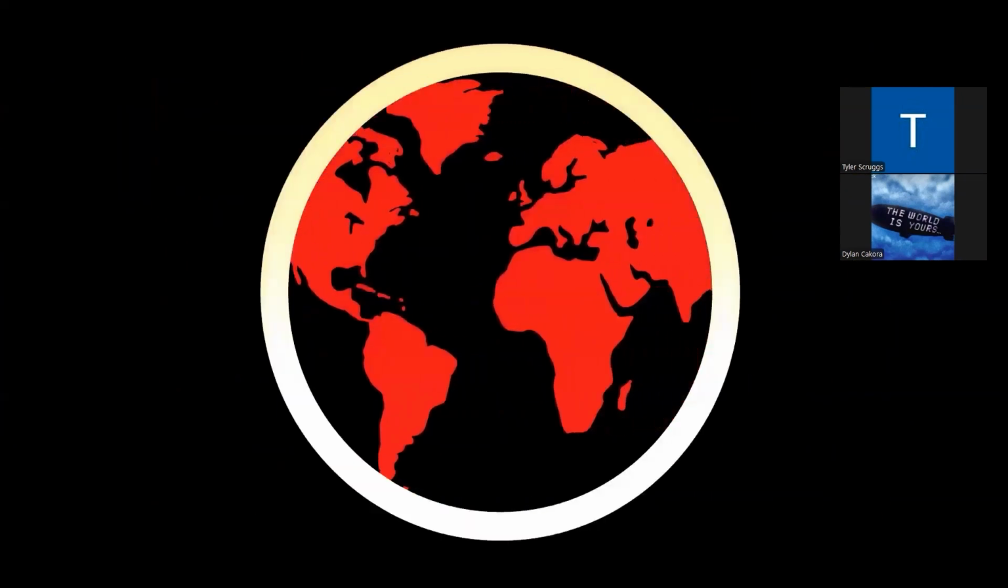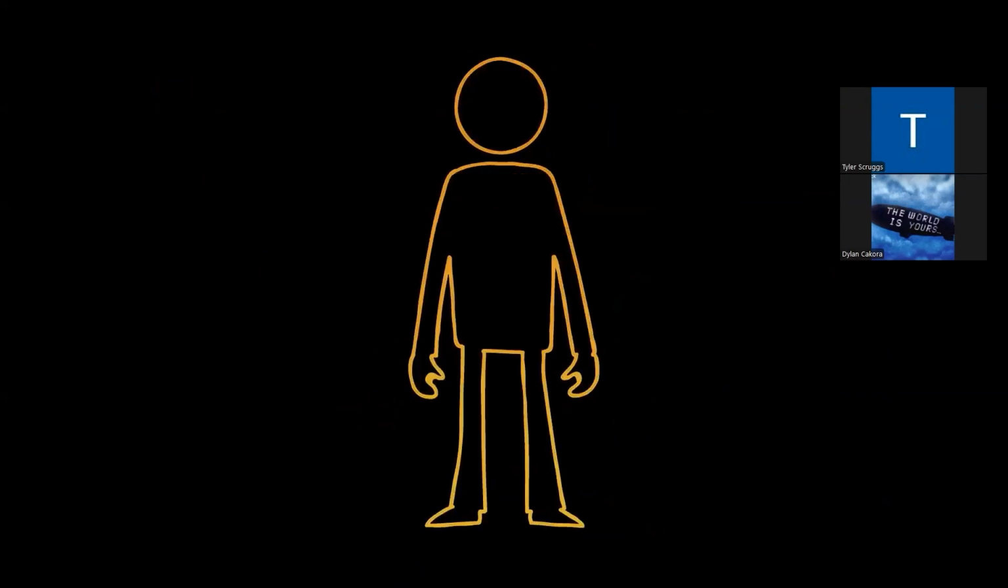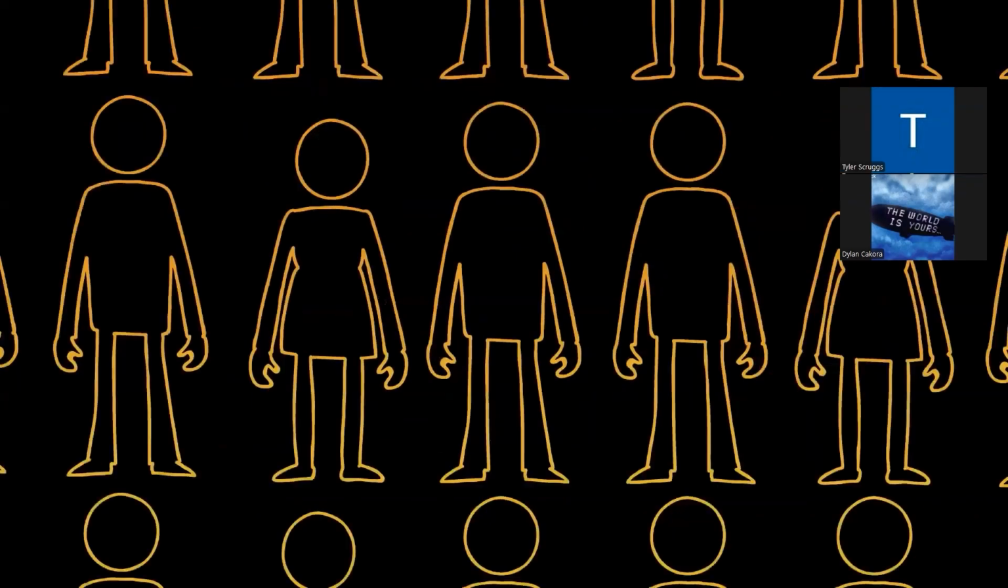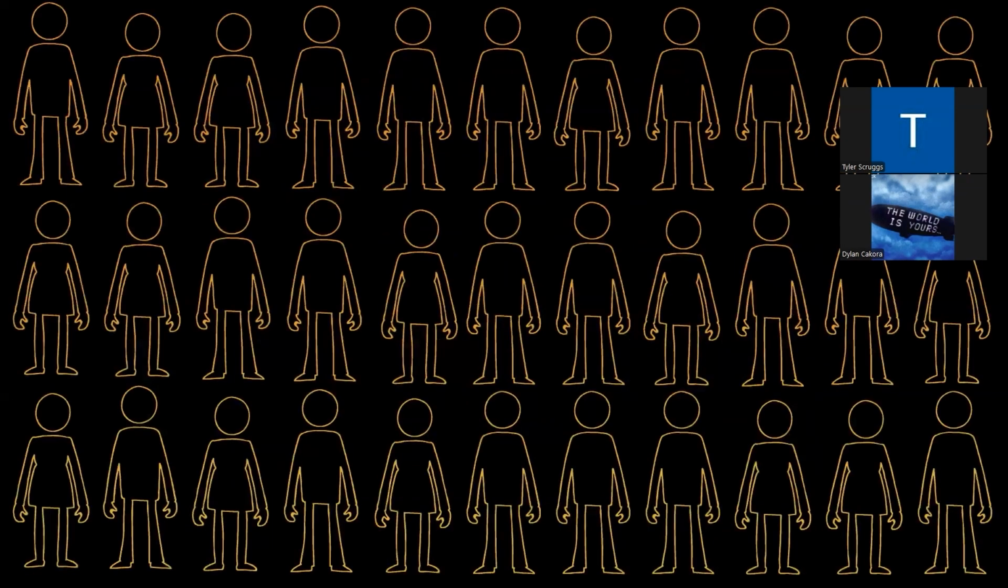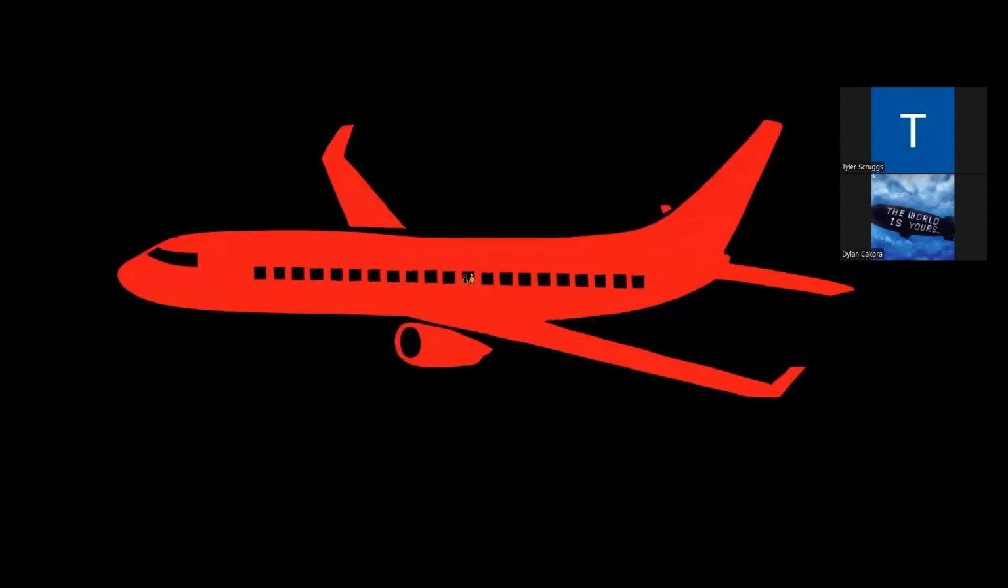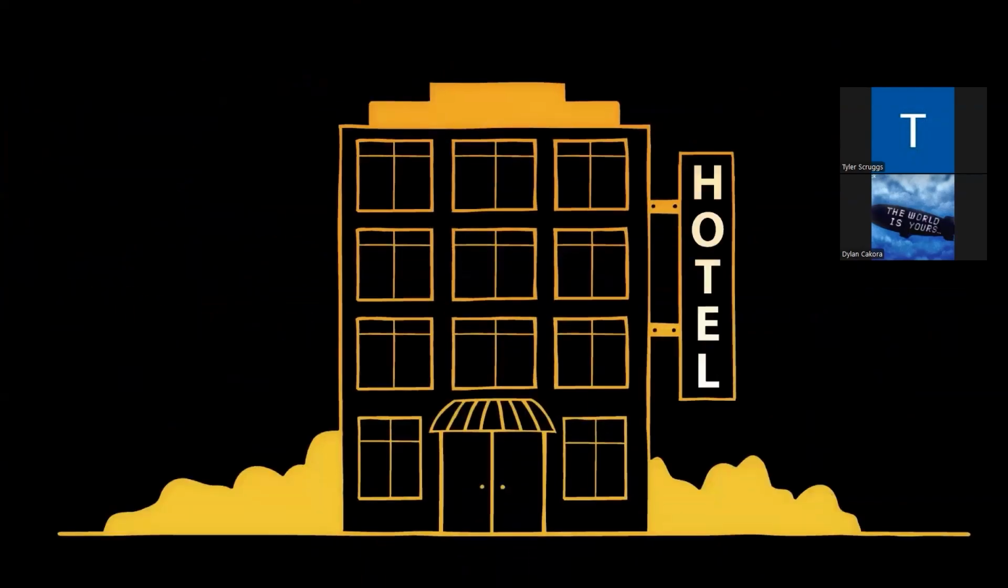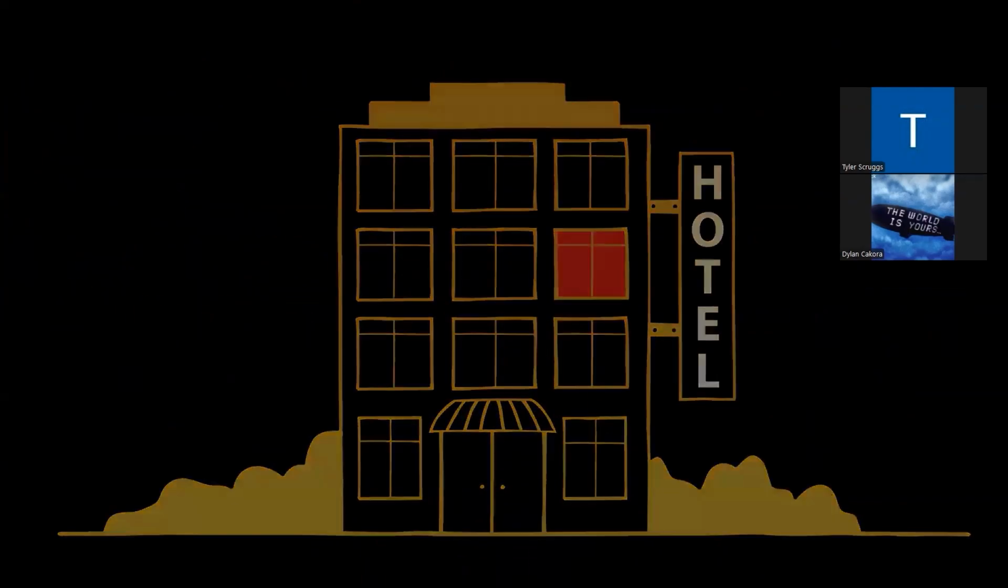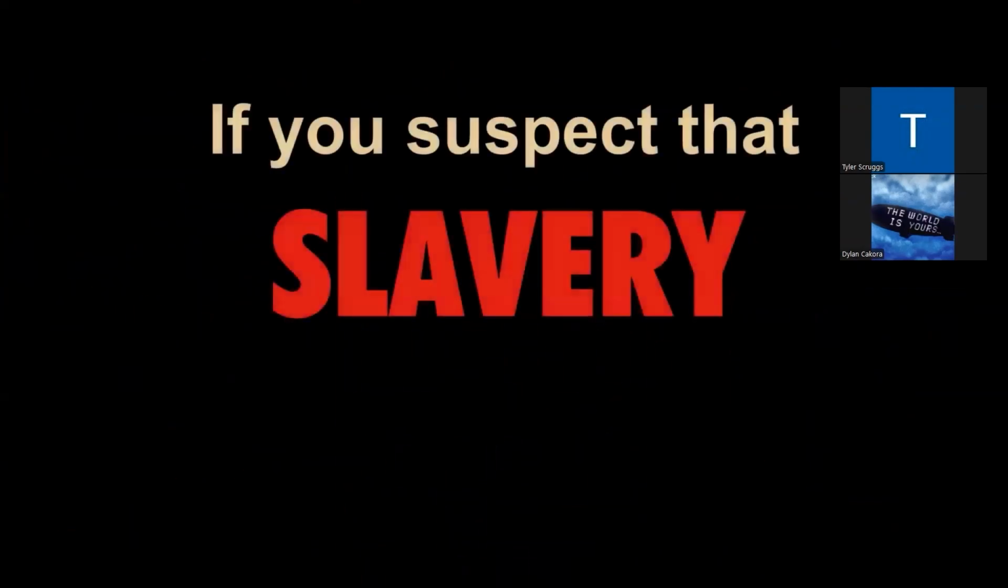Trafficking happens worldwide every year. Victims of trafficking may not always be visible, but they are present everywhere. For example, they may be on the same flight as you, or may be working in a hotel where you are staying. If you suspect that slavery is happening near you, you should call the police.